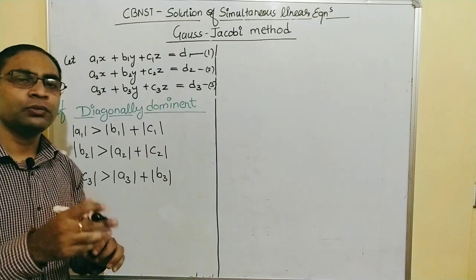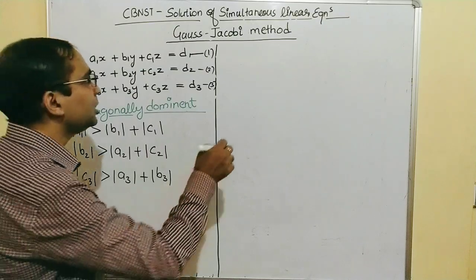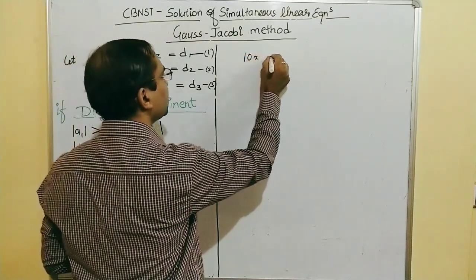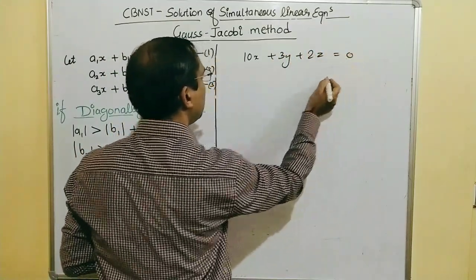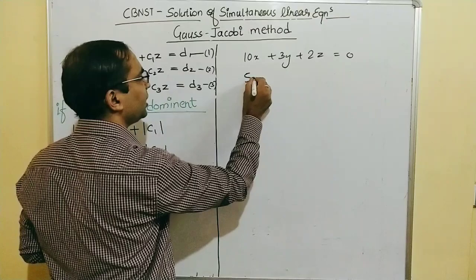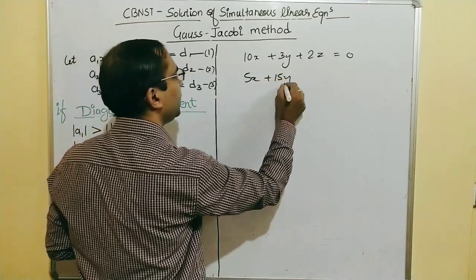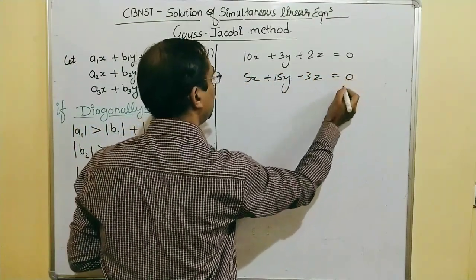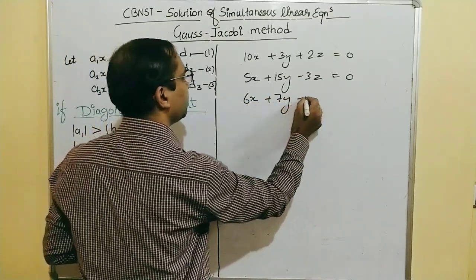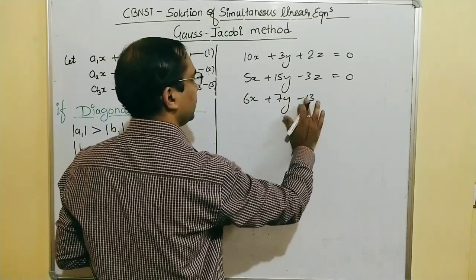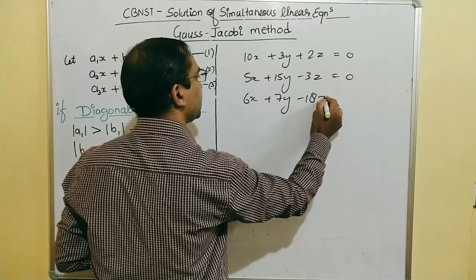So let me give you one example of the diagonal dominancy. Let's say if it is 10x plus 3y plus 2z is equal to 0. If we have 5x plus 15y minus 3z is equal to 0. Then let's say if we have 6x plus 7y minus 18z is equal to 0.